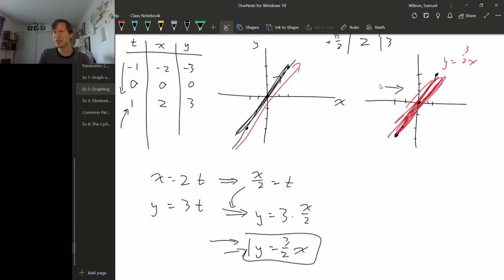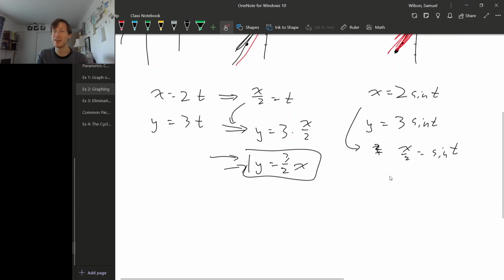Okay, let's try this trick with this other way of tracing out this line. So this one was x equals 2 sine t and y equals 3 sine t. So we can solve the first equation for x. That gives us x over 2 equals sine t. So then we need to take inverse sine, I guess. So inverse sine of x over 2 is t.